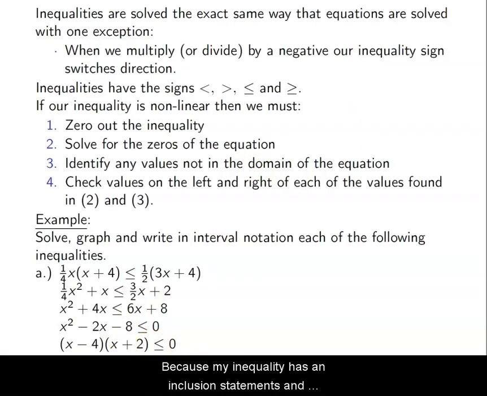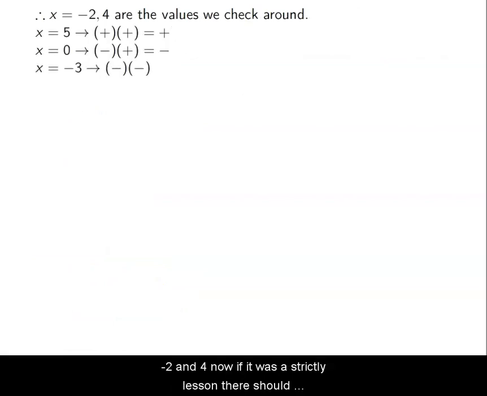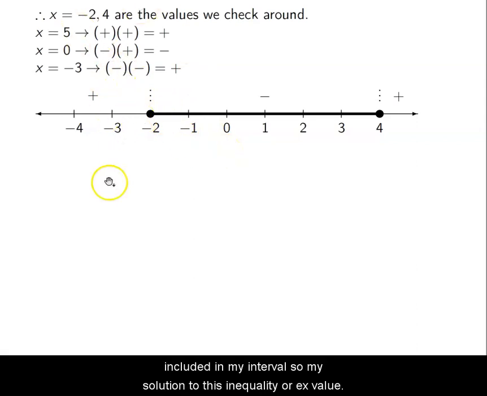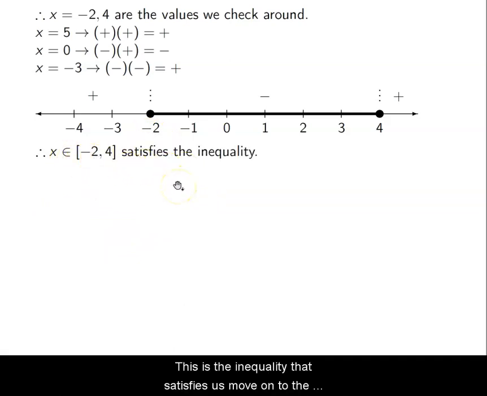I can include the endpoints here because my inequality has an inclusion statement. It's things that are less than or equal to 0, right? Less than or equal to. So I'm allowed to keep the endpoints there of -2 and 4. Now, if it was a strictly less than, this would be an open bracket, open circle, and they would not be included in my interval. So my solution to this inequality are x values that are from -2 to 4, okay? This is the inequality that satisfies. Okay? So let's move on to the next example.